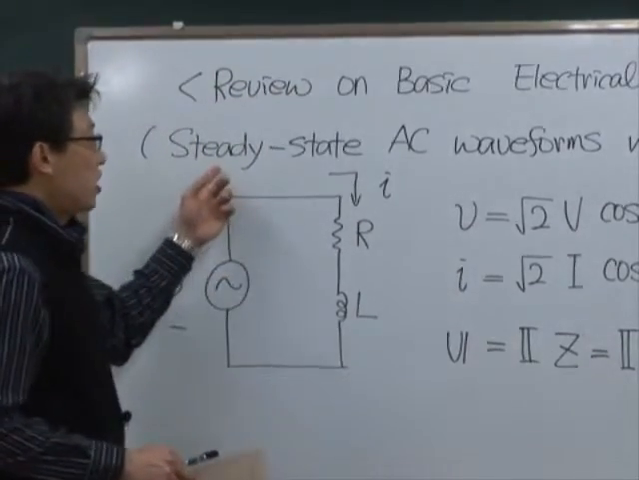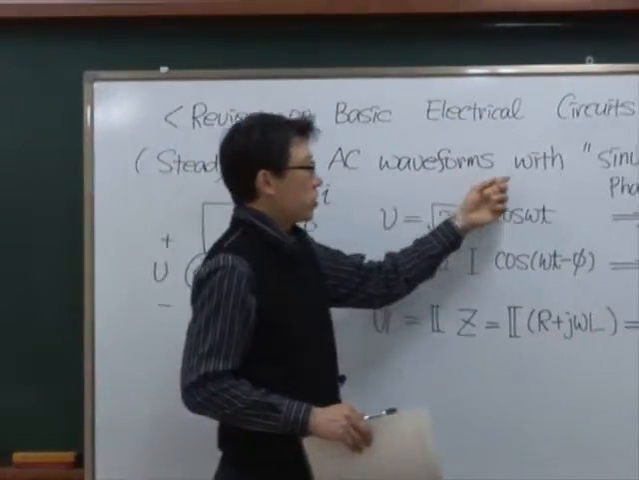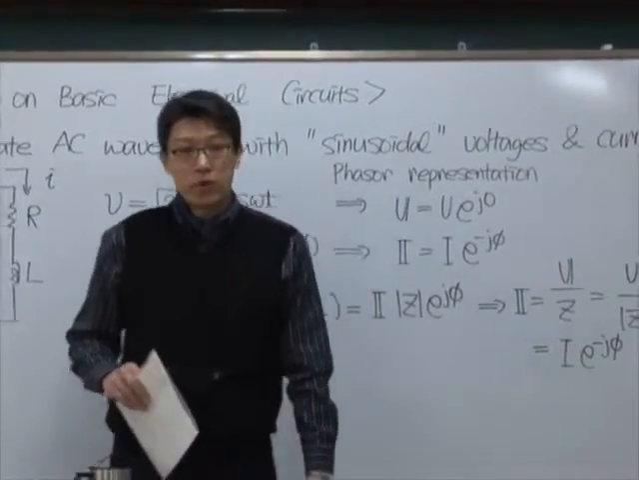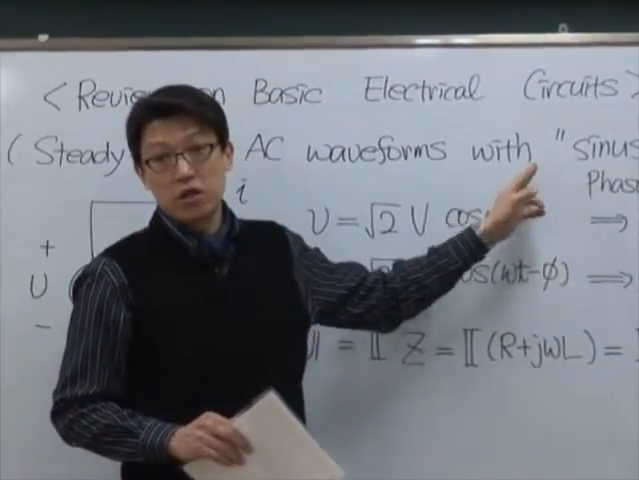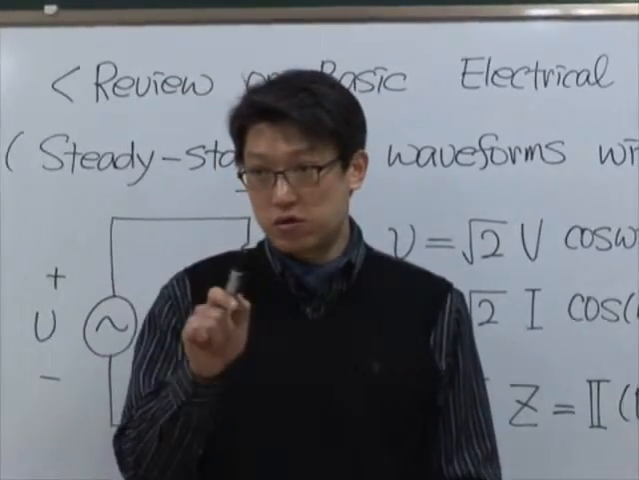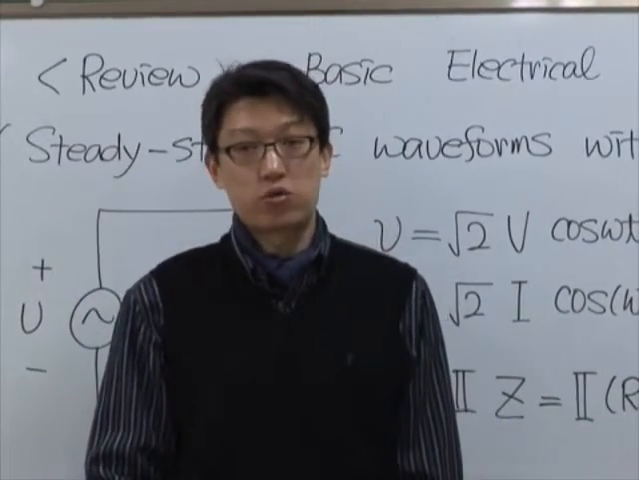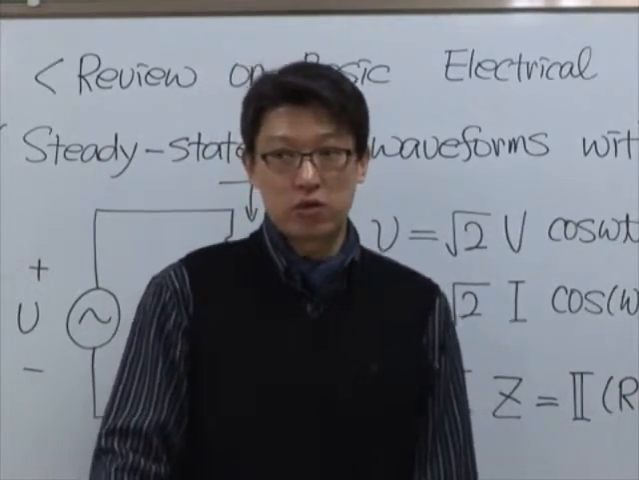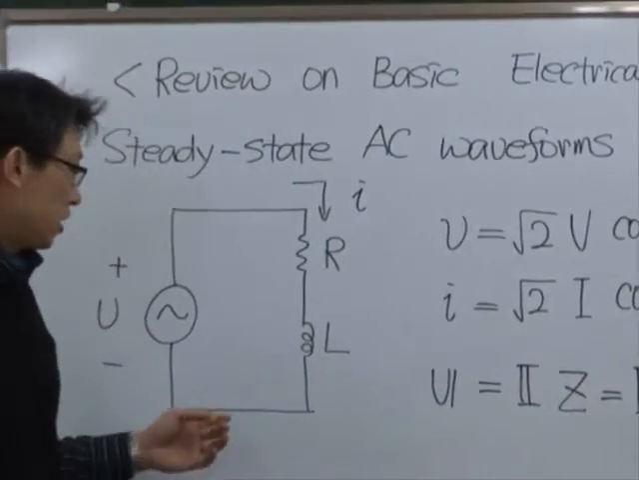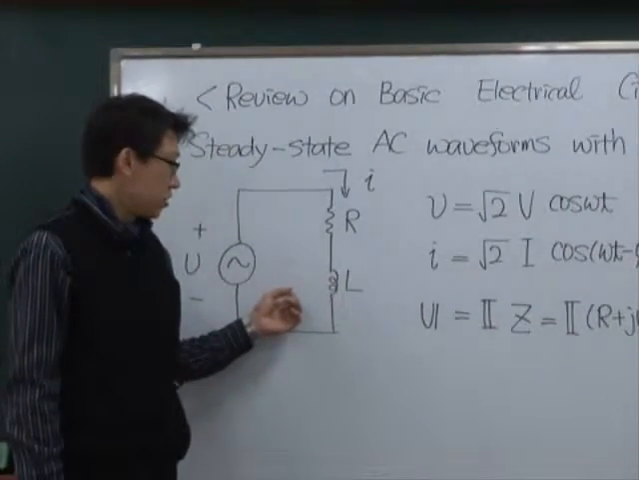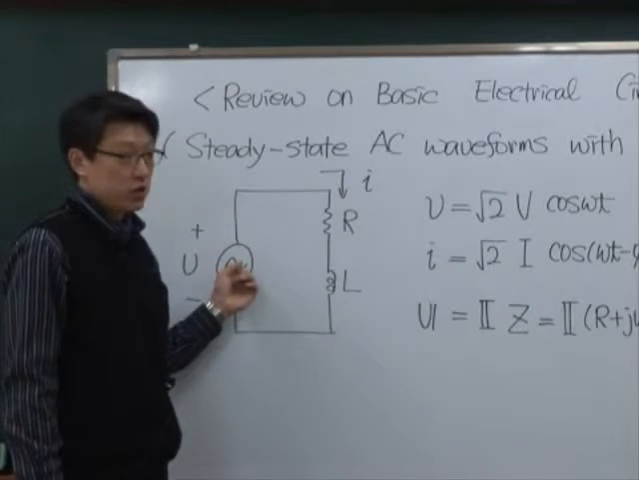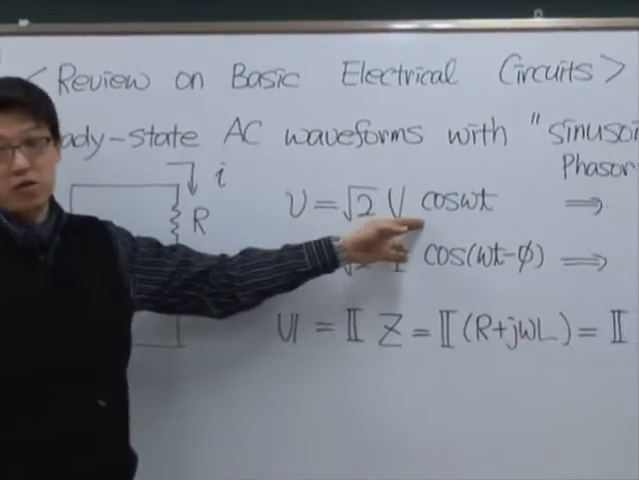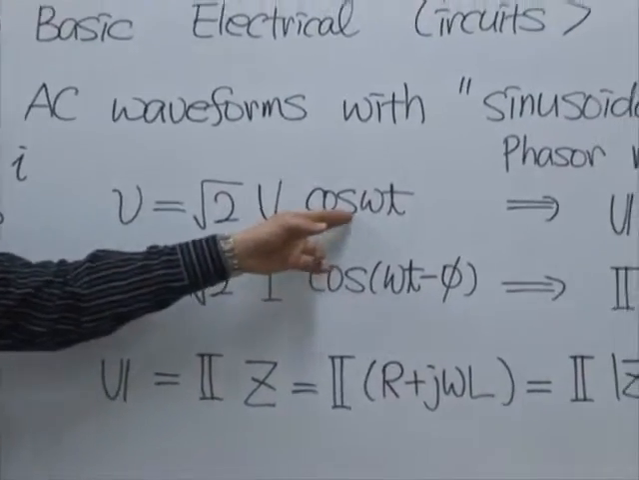So let me start with the steady state: AC waveforms with sinusoidal voltages and currents. Here, an important point is sinusoidal. Later on, we will discuss pulse or square waveforms. So first, you have to clear your knowledge about sinusoidal. Let us start with a simple RL circuit with a voltage source connected. And everybody knows that the voltage source has a cosine function, cosine omega t.